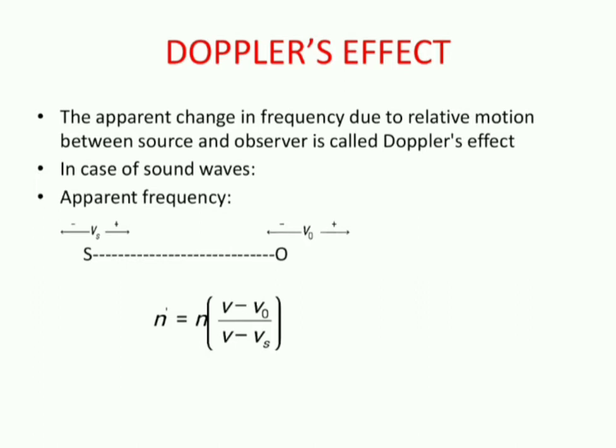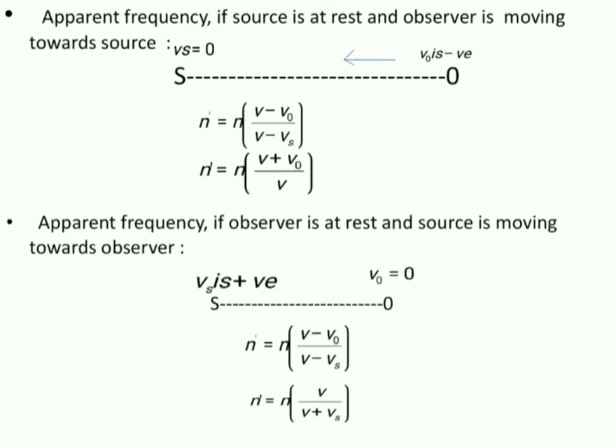So with this sign convention, we have proved that in the case of sound waves, the Doppler effect is asymmetric. Let us look into it once again. The meaning of asymmetry is that the apparent frequency observed is not the same when the observer moves towards the source or the source moves towards the observer. In the first case, the source is stationary. The source is not moving. When the observer is moving towards the source, we know V0 is negative, Vs is 0. When you substitute in the formula for apparent frequency, we get n dash is equal to n into (V plus V0) by V.